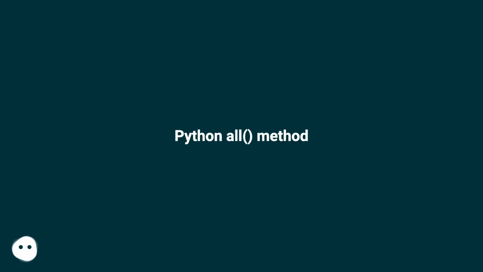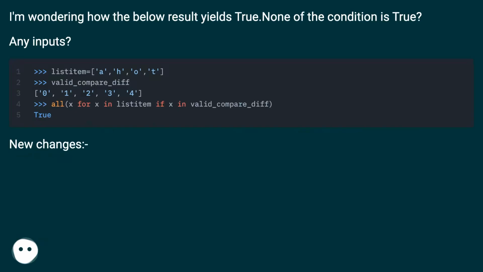Python all method. I'm wondering how the below result yields true. None of the conditions is true. Any inputs?